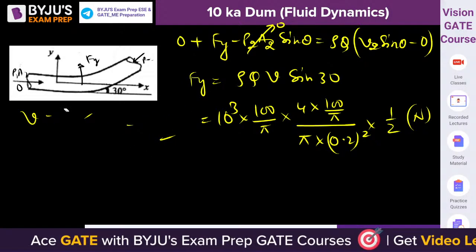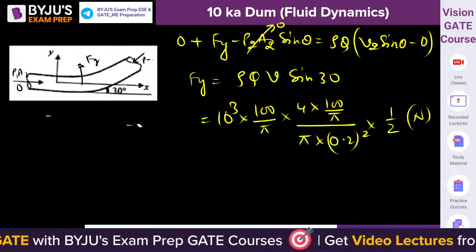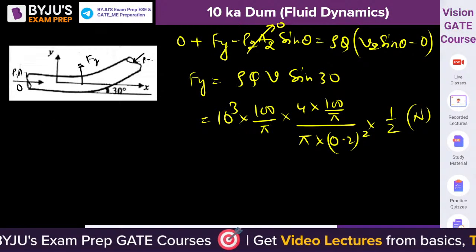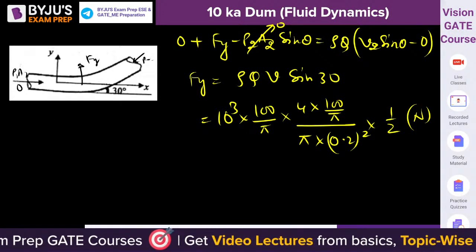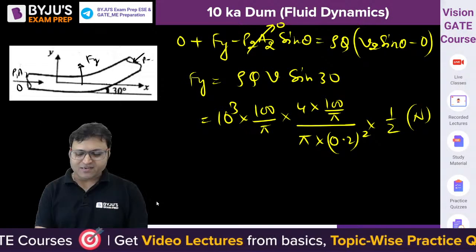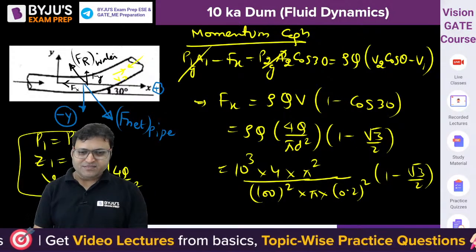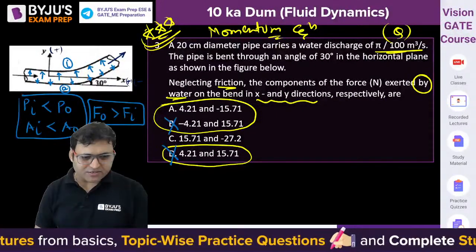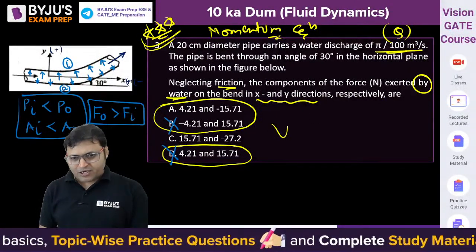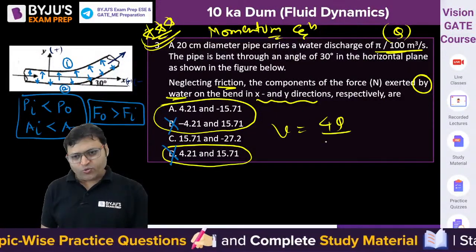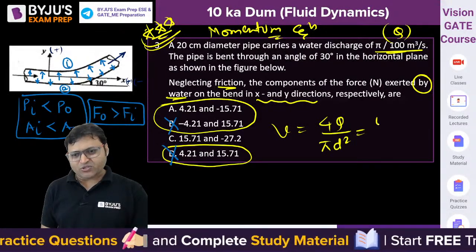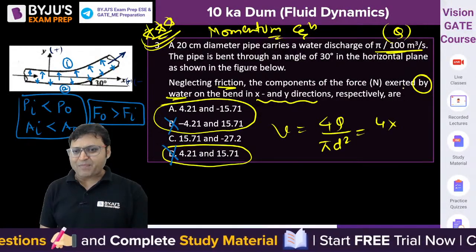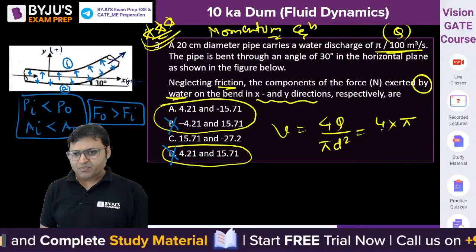Velocity is how much? First of all, it is always better to do your calculation step by step. That is the learning for me as well. Don't write so many things. First of all, calculate the velocity. It will give you 4Q by pi d square. That is the velocity. 4 into Q is pi by 100.